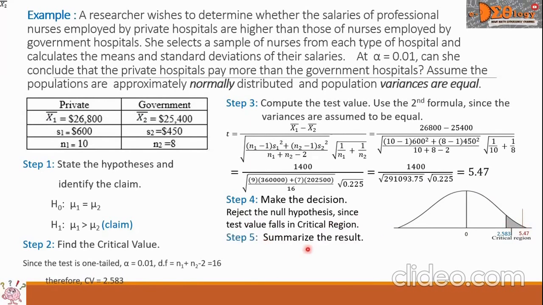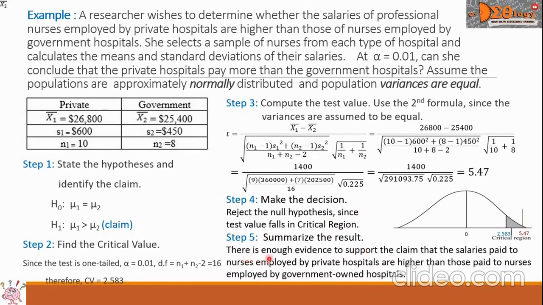Now step 5, summarize the result. We say that there is enough evidence to support the claim that the salaries paid to nurses employed by private hospitals are higher than those paid to nurses employed by government-owned hospitals. Going back to step 4, when we say reject the null hypothesis, we are accepting the alternative hypothesis. And that is the idea that we are writing in step 5.